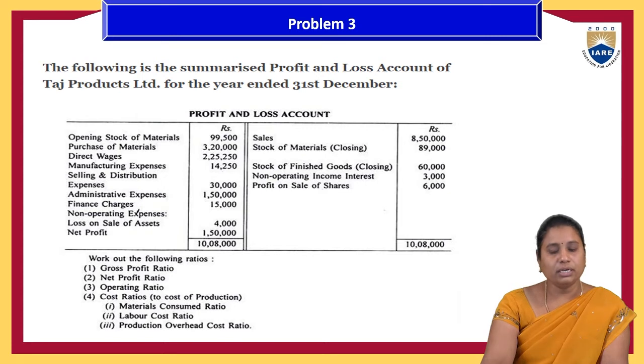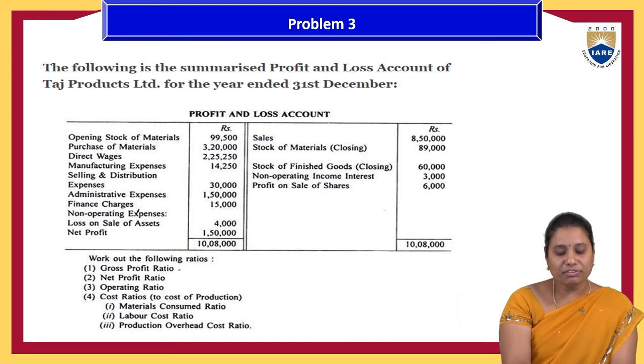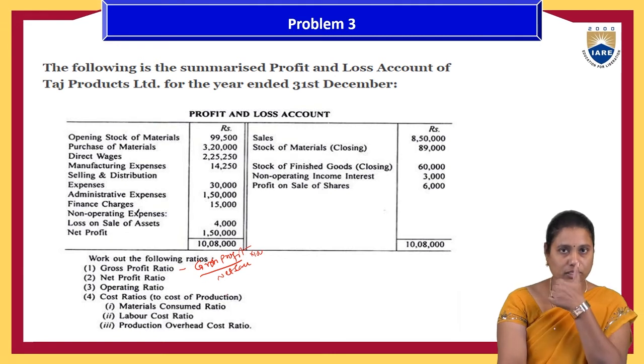From this, they are asking us to calculate gross profit ratio, net profit ratio, operating ratio, and cost ratios to the production, that is materials consumed ratio, labor cost ratio, production overheads cost ratio. All of this they are asking us to calculate. For all this, gross profit ratio means gross profit divided by net sales into 100 is the formula.